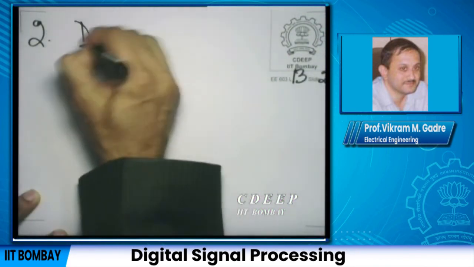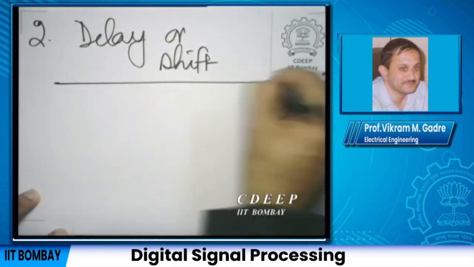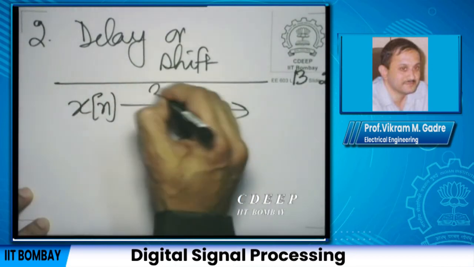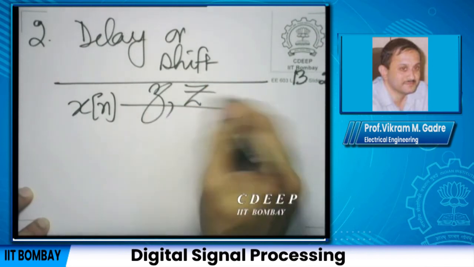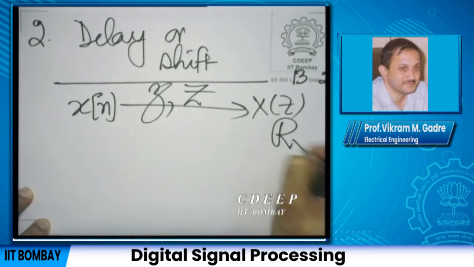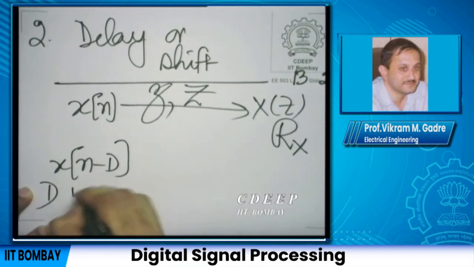So much for the linearity of the Z transform. Now, we look at some other properties. What happens when we delay? Delay or shift, that is very easy. So, if x[n] has the Z transform X(z) with a region of convergence R_x, what is the Z transform of x[n minus d]? d is an integer.